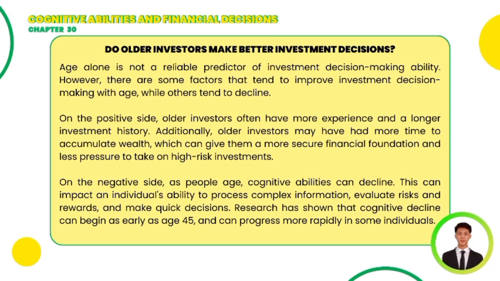Research has shown that cognitive decline can begin as early as age 45 and can progress more rapidly in some individuals. However, it is important to note that not all older investors experience cognitive decline, and not all younger investors have stronger cognitive abilities. Factors such as education level, experience, and personal motivation can also impact investment decision-making ability. Ultimately, investment decision-making ability is a complex issue that depends on a variety of individual factors.